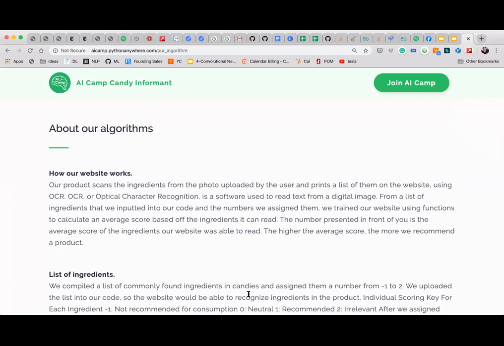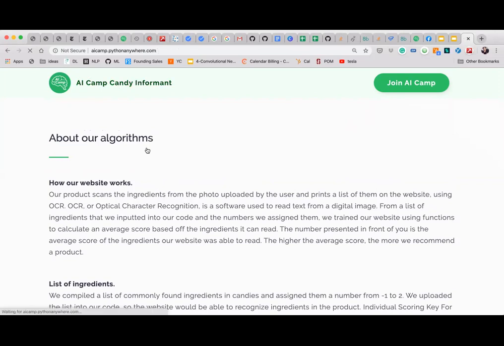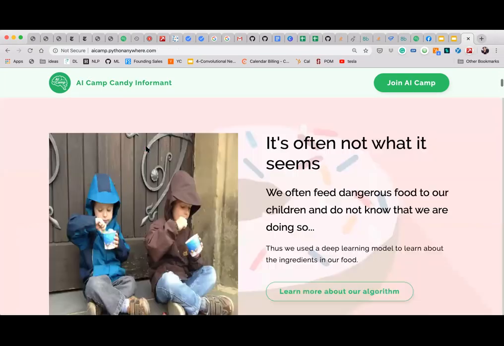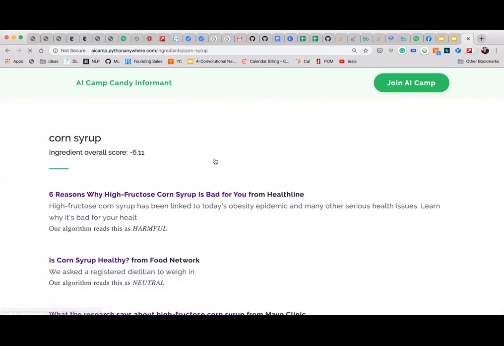So basically what we first did was that we used this tool called Data Miner, which extracts different websites across the internet. We extracted a bunch of websites about different ingredients. The data specifically that we extracted were titles and descriptions pertaining to those websites. Let me show that. So for example, corn syrup.